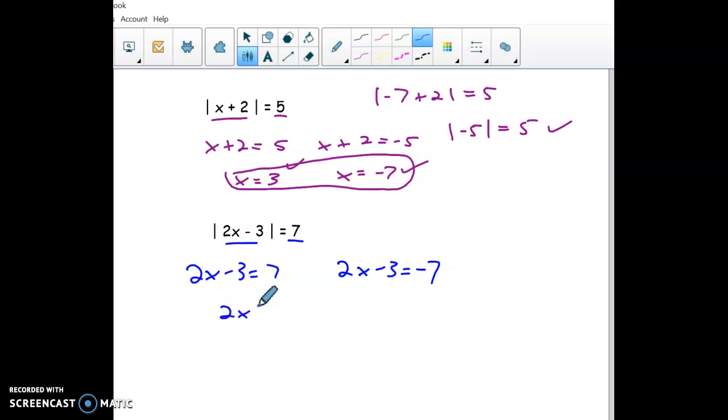Add 3, divide by 2, and then add 3. So this would be negative 4, and then divide by 2, so this would be negative 2. Okay, and that gets you your 2 answers.